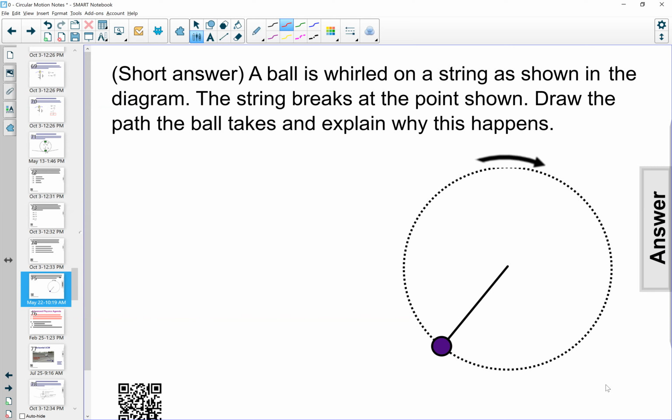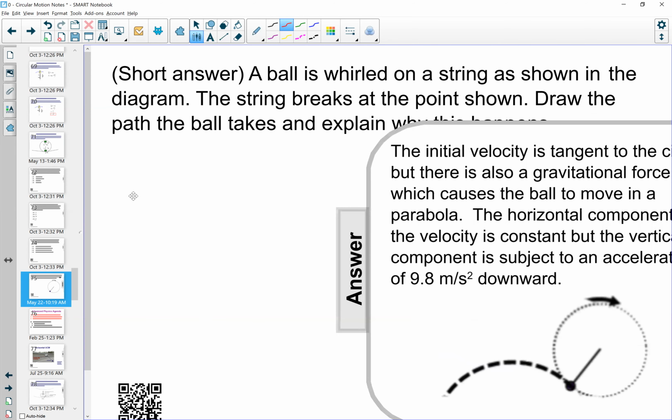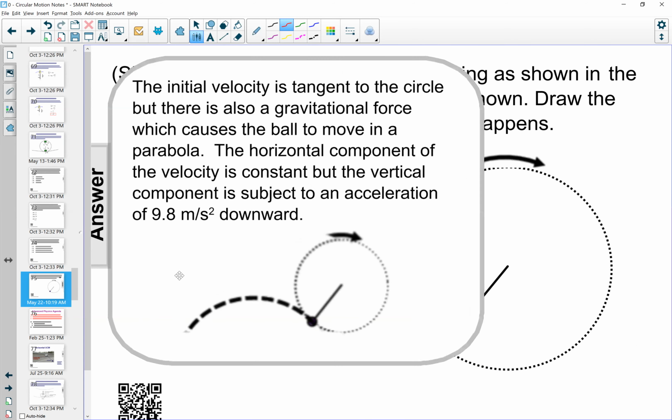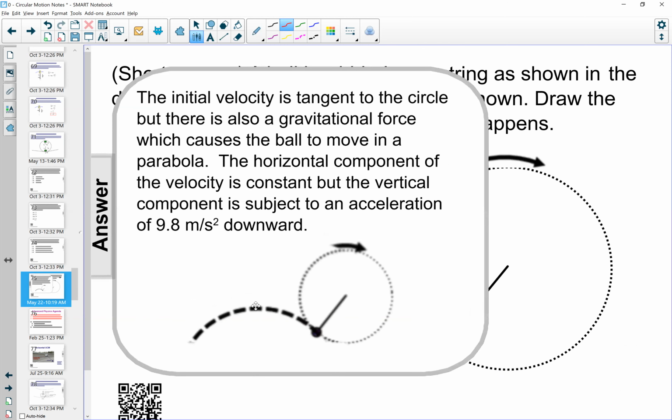Why wouldn't it just keep going at that tangent? Because there's gravity, so it becomes a projectile as soon as the string breaks, and projectiles follow parabolic paths. Good, yeah. So it's becoming a projectile. And so that path would start going tangent to the circle, but gravity is going to turn it into a projectile. We're going to see this parabolic nature. It's becoming a projectile because it was a vertical circle.